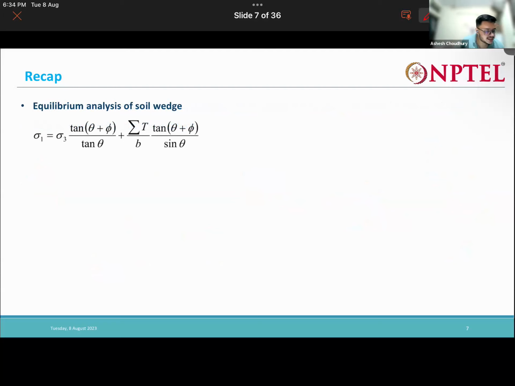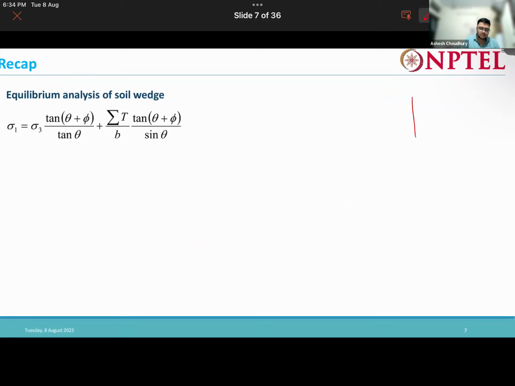Now, we had studied the equilibrium analysis of the soil wedge during the class. So we took this soil wedge, okay, and then we did the equilibrium analysis, and from that we got this basic equation, right? Where we have the relation between the major principal stress and the minor principal stress, right? This is the major principal stress. This is the minor principal stress. Okay, and you can see a term here, summation of T.